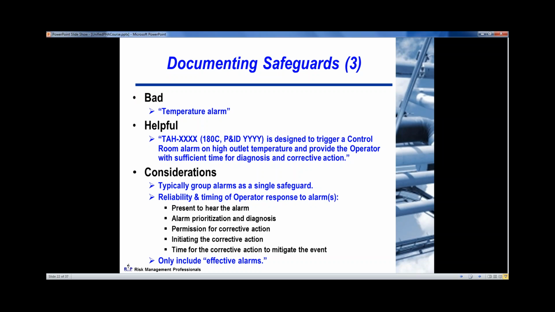Also, the first item under considerations, grouping alarms as a single safeguard. If you think about it, there's one significant common mode item for all alarms, and that's the person responding. If the operator gets one alarm or 5 alarms, hopefully, as long as they're not confusing or contradictory, they can make a diagnosis, but they still have to diagnose the situation and take action. So if somebody really wants to call these out, I'll usually list them under one safeguard, group them together so that it's clear that it's really one independent protection layer that you might want to pull out during your LOPA.